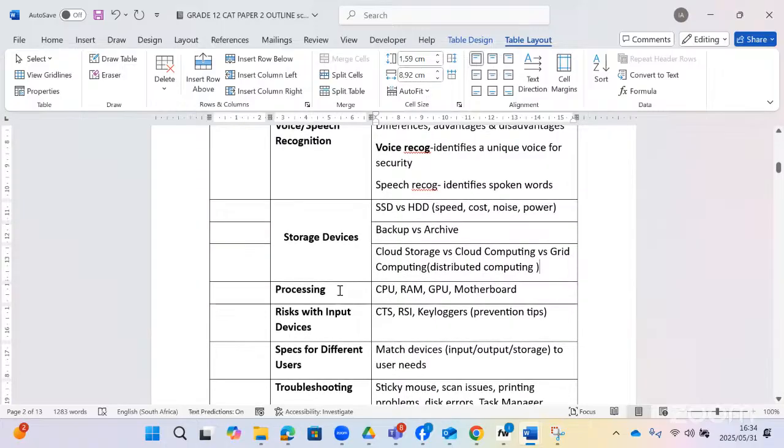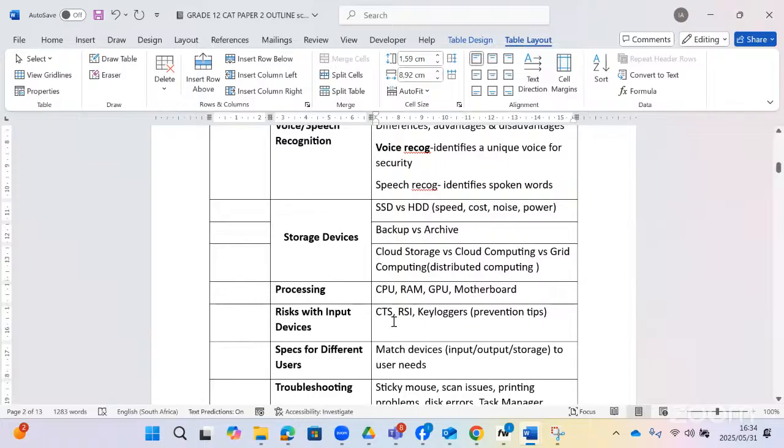Now, the processing devices, example CPU, RAM, GPU, graphic processing unit, and motherboard. You must know their specifications and why do we need high specification of CPU, RAM, and others. So you need to know this for the scenario based.